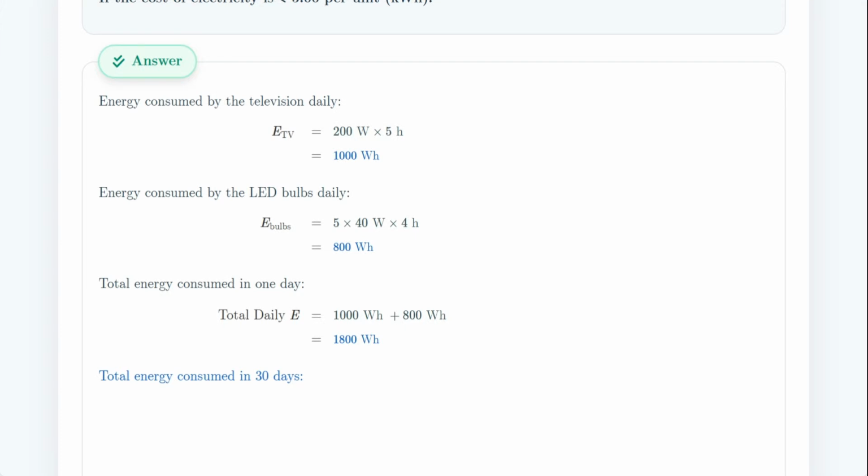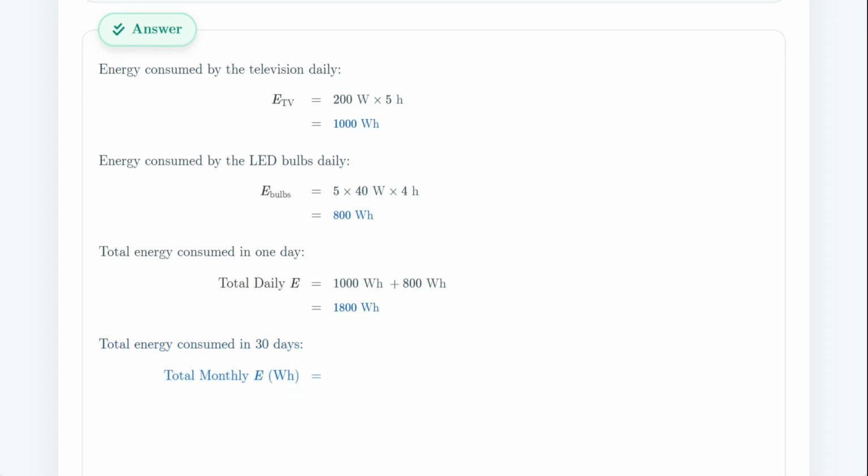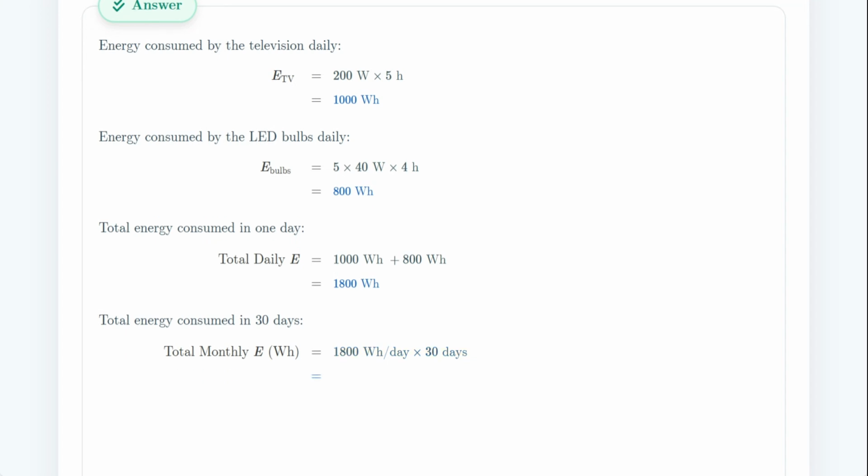Now that we have the daily usage, let's find the total energy consumed over 30 days. Total monthly energy equals our daily usage of 1800 watt-hours multiplied by 30 days. Let's do the math. That gives us 54,000 watt-hours for the entire month.